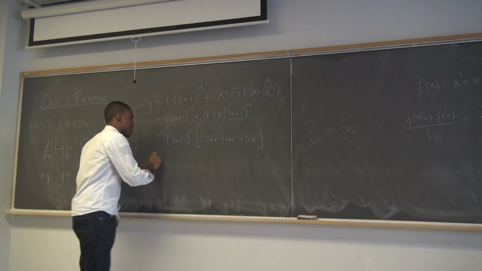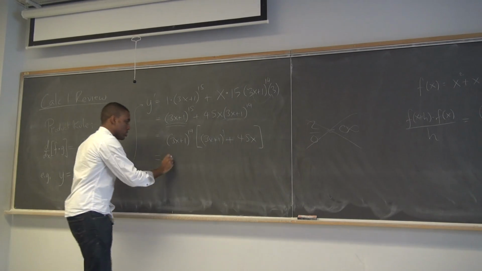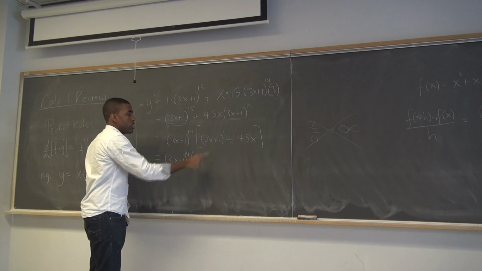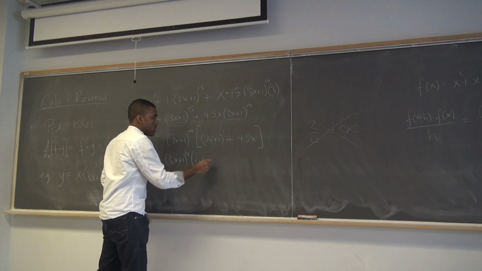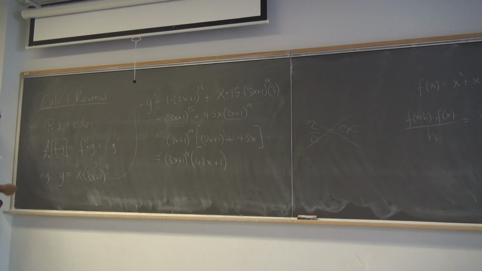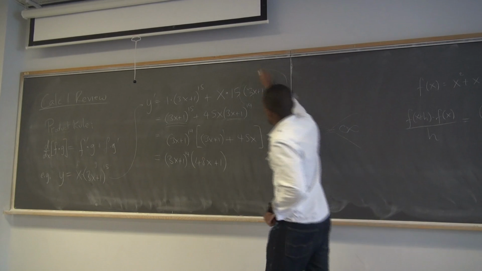Brackets are important. Don't forget them. So here you'd have (3x plus 1) to the 14th, and here you'd have (3x plus 1) plus 45x. Right, so this would be the derivative. This is called the product rule, and here we also used what we call the chain rule.